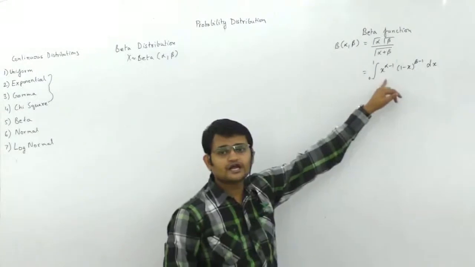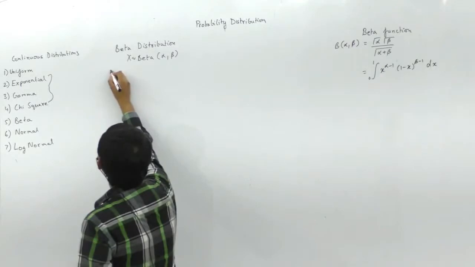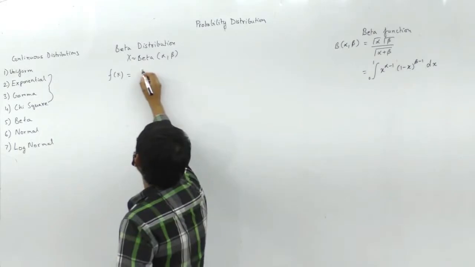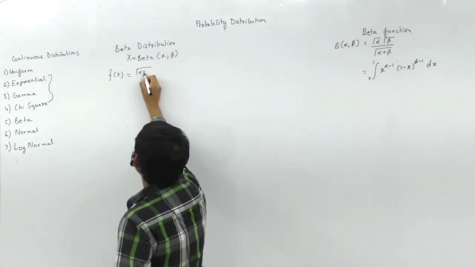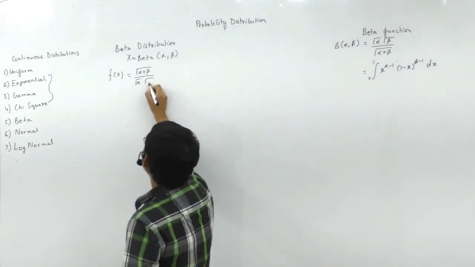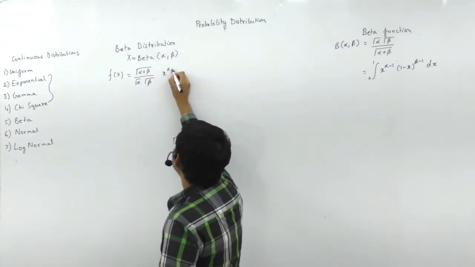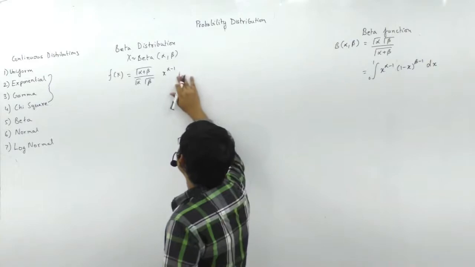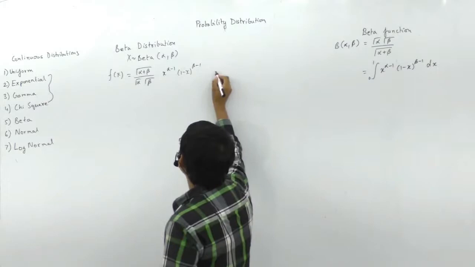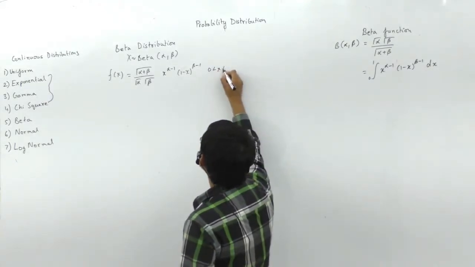So basically it was derived from this beta function. Now we'll see how we derive that. Our f(x) is nothing but gamma of alpha plus beta upon gamma of alpha gamma of beta into x raised to alpha minus 1 into 1 minus x raised to beta minus 1, where our values of x are between 0 and 1.